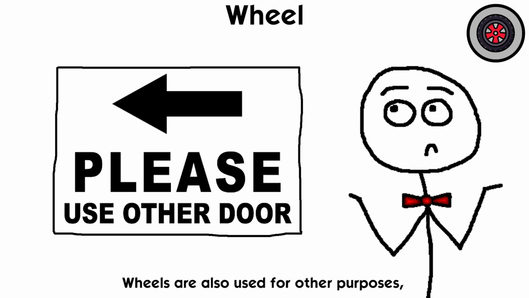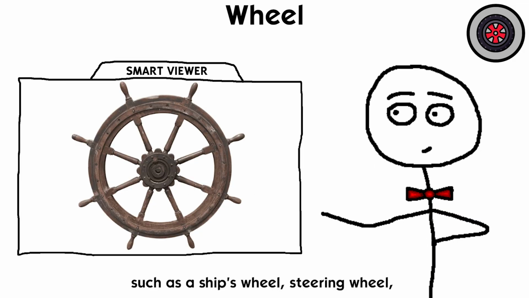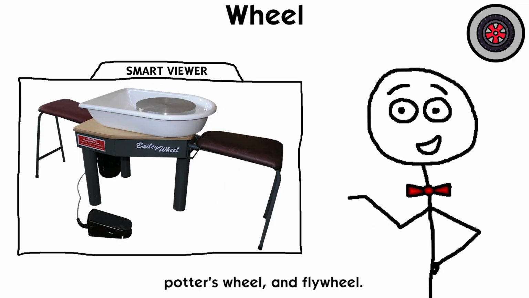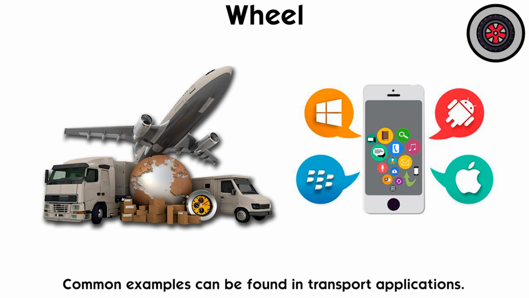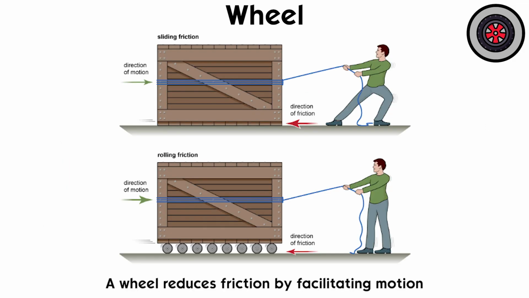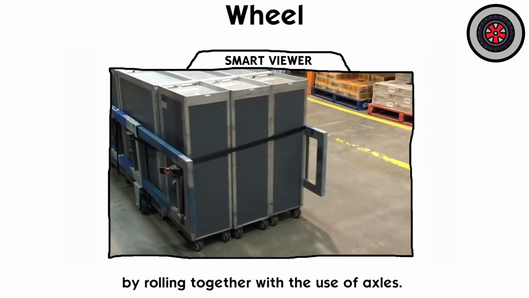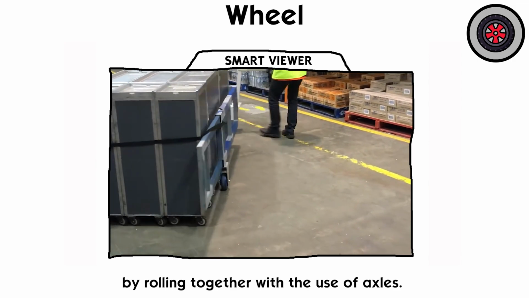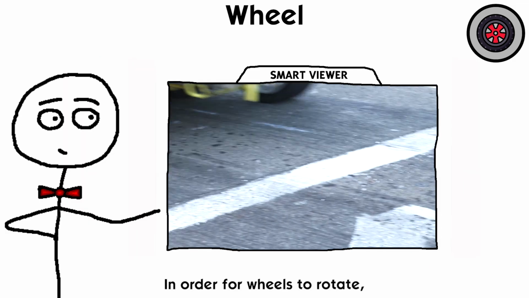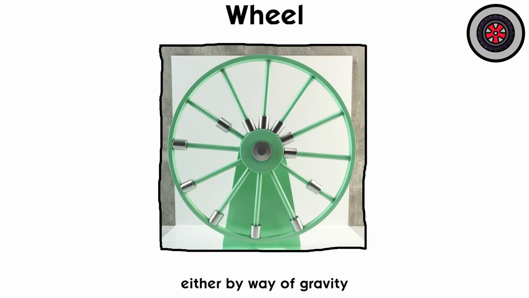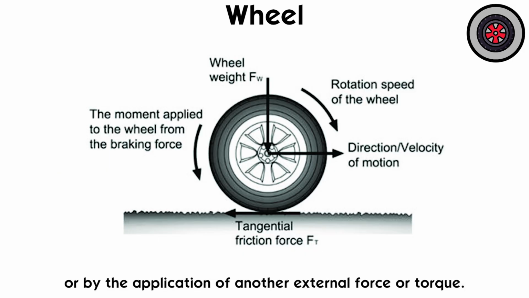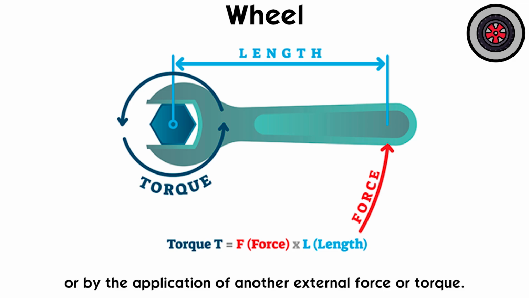Wheels are also used for other purposes, such as a ship's wheel, steering wheel, potter's wheel, and flywheel. Common examples can be found in transport applications. A wheel reduces friction by facilitating motion by rolling together with the use of axles. In order for wheels to rotate, a moment needs to be applied to the wheel about its axis, either by way of gravity or by the application of another external force or torque.